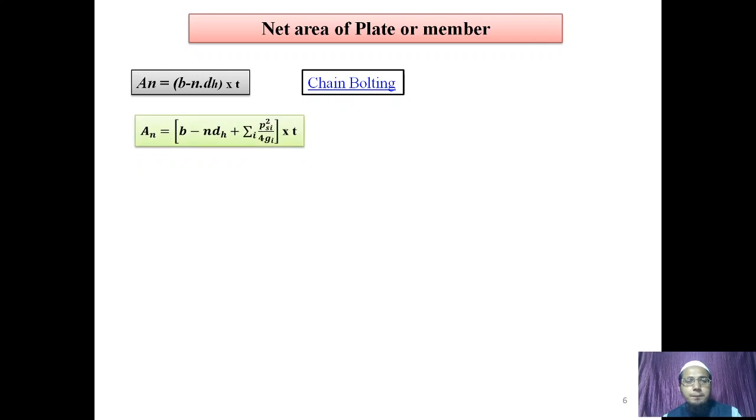For the zigzag or staggered bolting, the IS code has suggested that A_N will be equals to in square bracket B minus N into D_H plus summation of P square by 4 G_i, where i denotes number of series of holes, whole multiplied by thickness. Now here P is the pitch distance and G is the gauge distance between the two bolt lines. Again, N is the number of bolt holes in our required or selected section, D_H is the diameter of the hole, B is the width of the plate, and T is the thickness of the thinner plate.